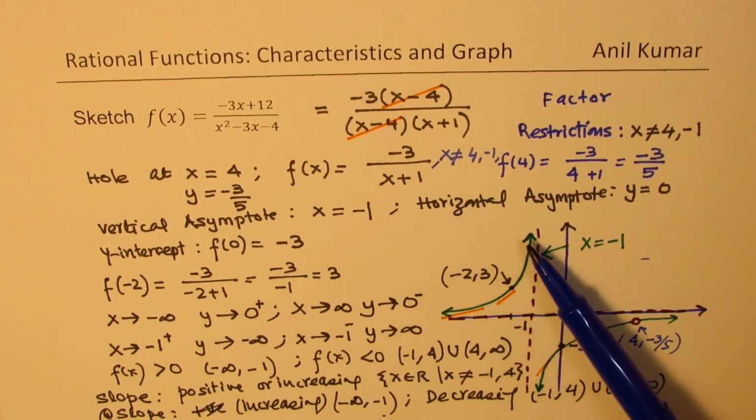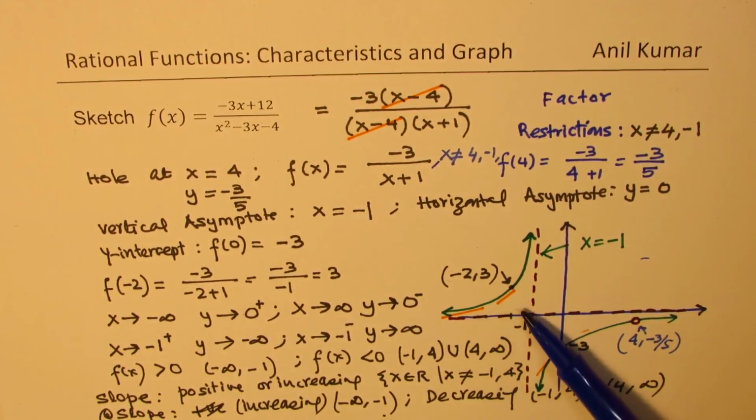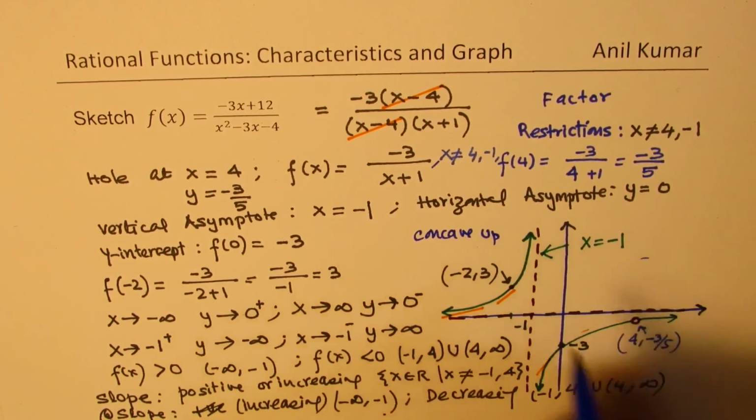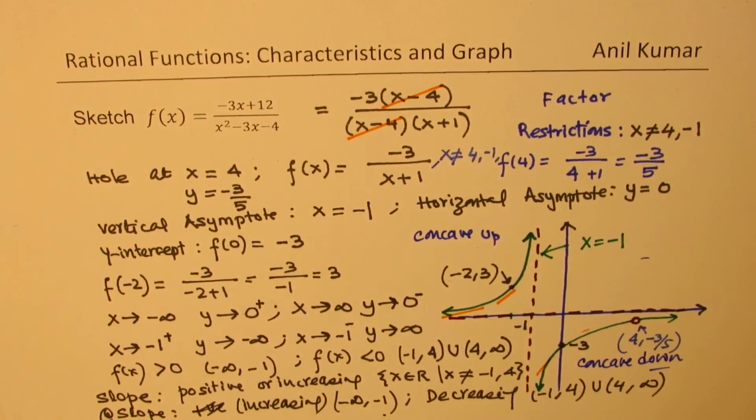You can also say the graph of the function is concave up in this portion from minus infinity to minus 1. Let me write down concave up. And in this portion, it is concave down. That explains the rate of change of slope. So whenever it is concave down, the rate of change of slope is decreasing, right? And when it is concave up, the rate of change of slope is increasing. So I hope with this, you understand how to completely describe a rational function and sketch its graph.